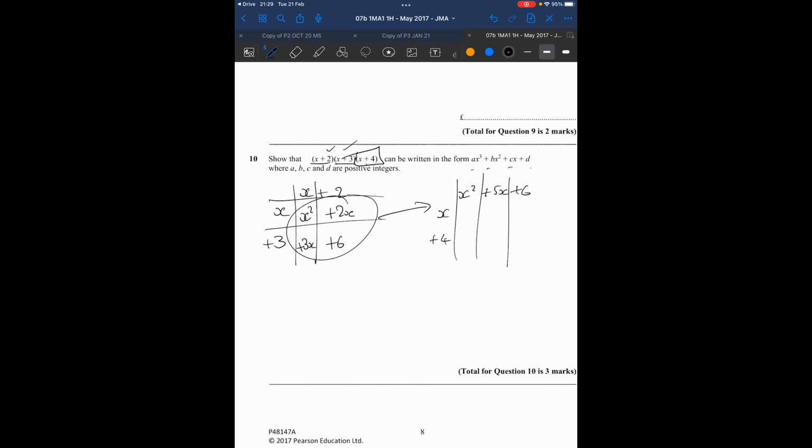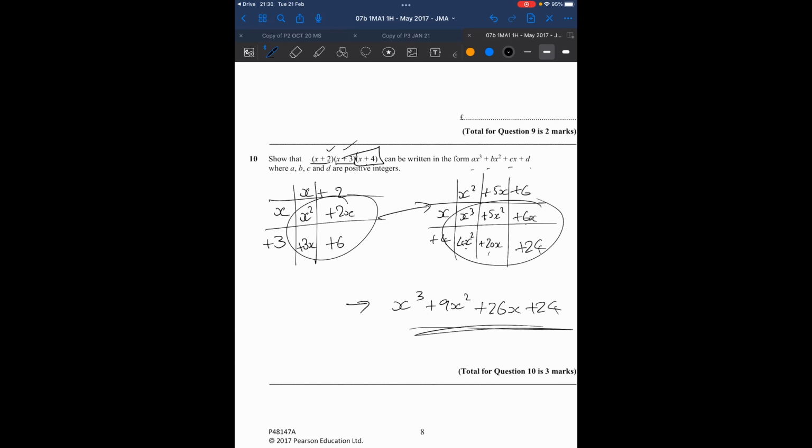And you do your grid again. x times x squared, x cubed. 4 times x squared, 4x squared. x times 5x, 5x squared. 4 times 5x, plus 20x. 6 times x, plus 6x. 6 times 4, plus 24. Now you add all these bits together. What do you get? You get x cubed plus 9x squared plus 26x plus 24. And that's that. Really quick. 3 marks.